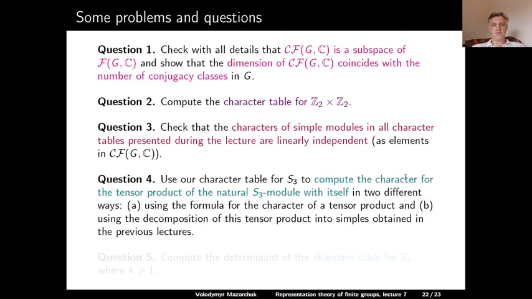Question 4, use the character table for S3, which we computed, to compute the character for the tensor product of the natural S3 module with itself in two different ways. First, using the formula for the character of the tensor product, and then using the decomposition of the tensor product into simples, which we obtained in the previous lecture, and then compare the two outcomes. Question 5. Compute the determinant of the character table for the group of residues modulo k, where k is greater than or equal to 1.